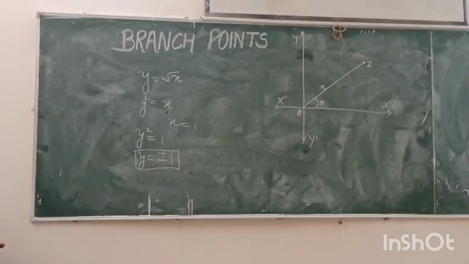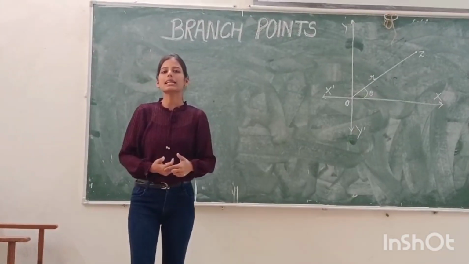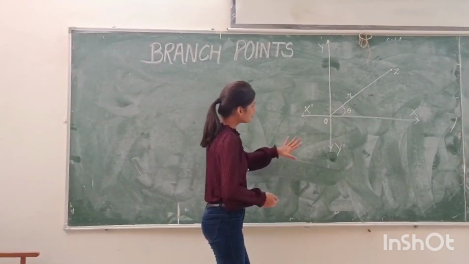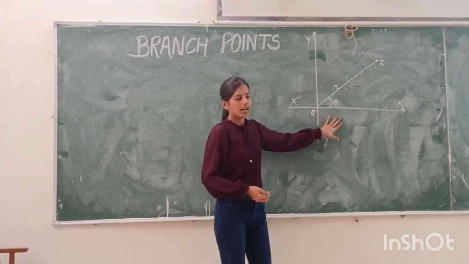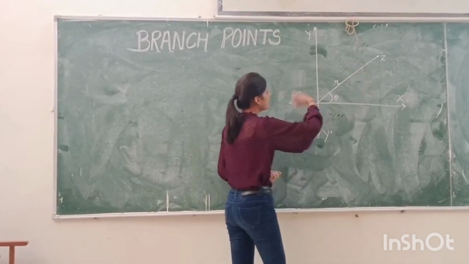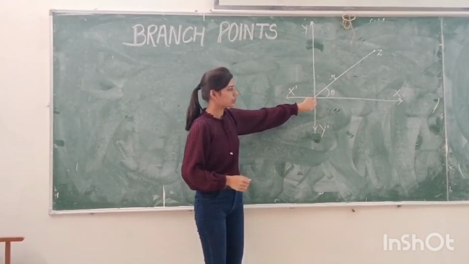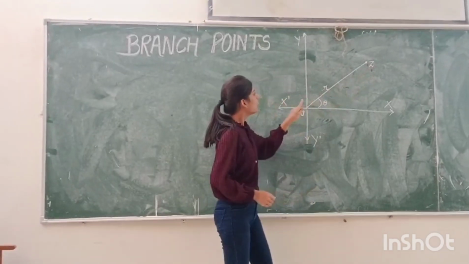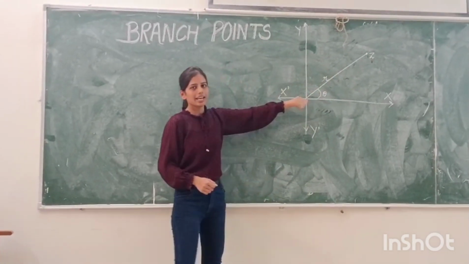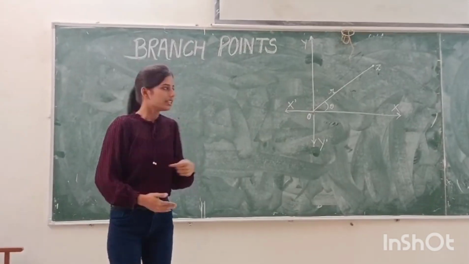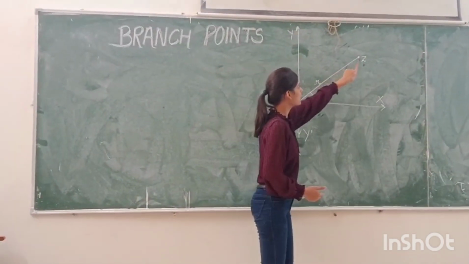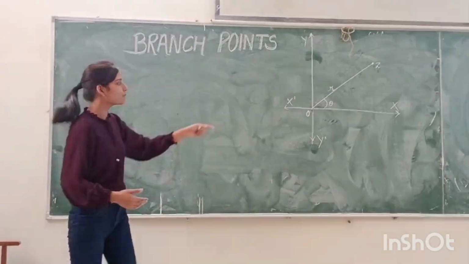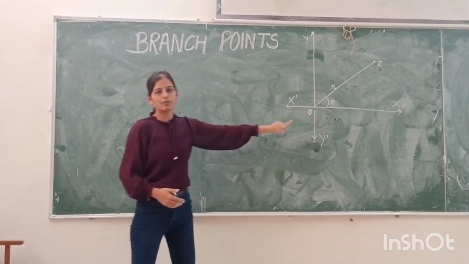So before proceeding, let's see the definition of branch points. A branch point is basically a point in the complex plane around which, if we rotate, consider this complex plane and this is the origin, and this is my complex function. If I rotate this function around this origin and it gives a different value, that is called a multi-valued function, and this point will be called a branch point for this function.